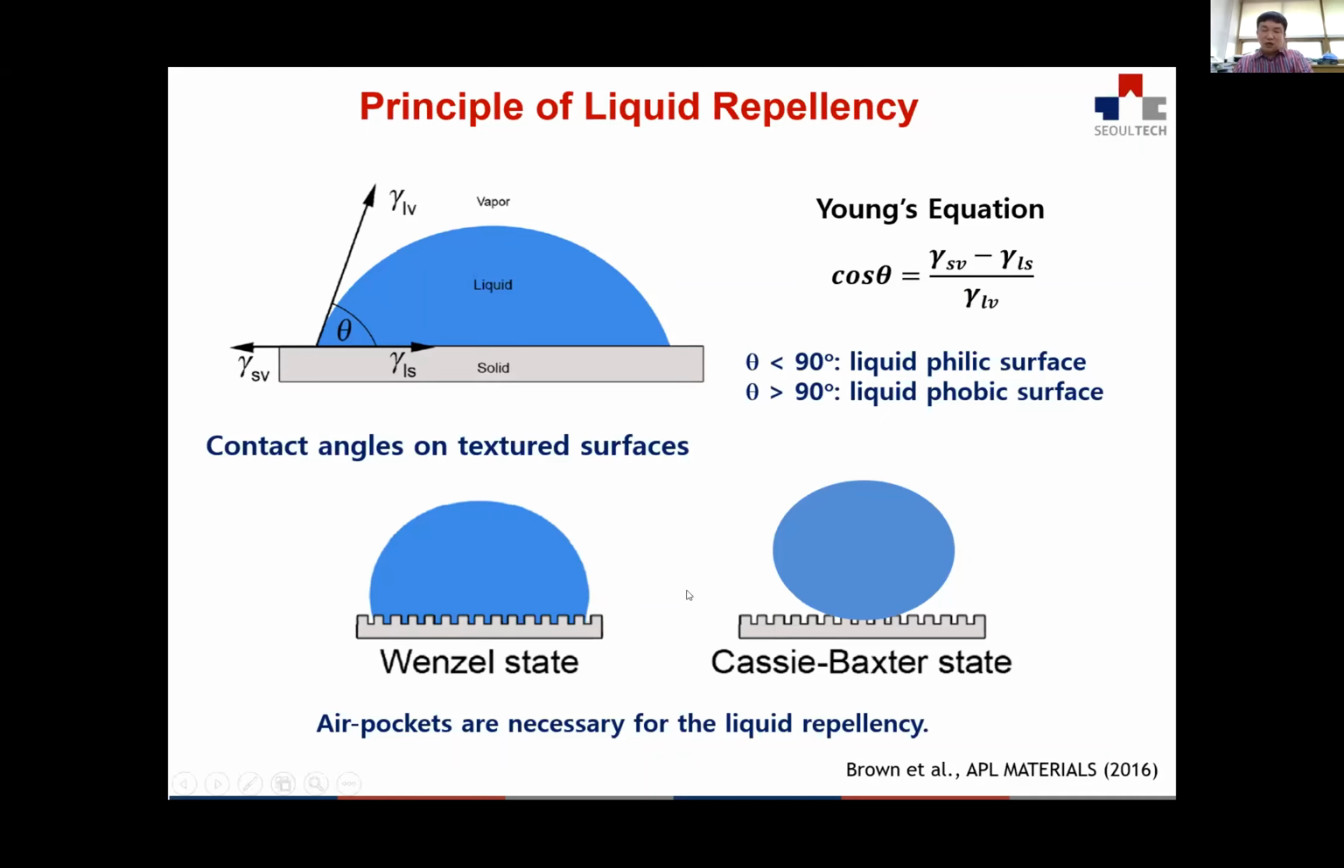So in the case of the Cassie-Baxter state, the liquid can float on the air, and the air can be trapped in the structures. So it is easier to repel the liquid in the Cassie state. So we need to make the structure for the Cassie-Baxter state.